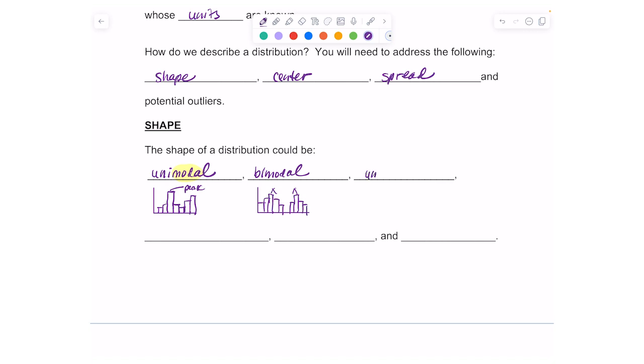We can also have uniform distribution. So the word uniform means the same, right? When we're dealing with real life data, we're never going to have a histogram where the heights of the bars will all be the same, but they could come generally close to one another. We would say something like this is uniform because it's pretty much flat if we were to go across.